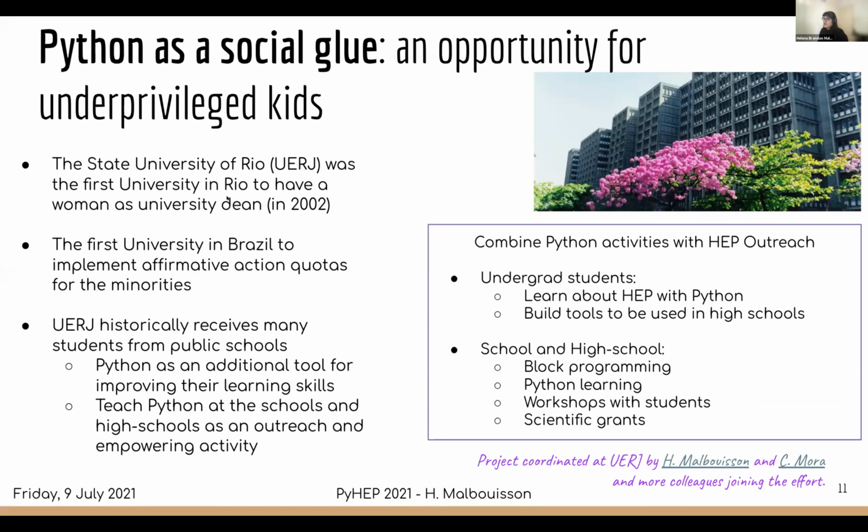So the State University of Rio was the first university to have a woman as a university dean, and it was the first university in Brazil to implement affirmative action quotas for the minorities. So also because of that, the State University of Rio historically received many students from public schools. So we started actually this project as a way of trying to help some of these students to improve their learning skills with Python. So to use Python as a tool for that.